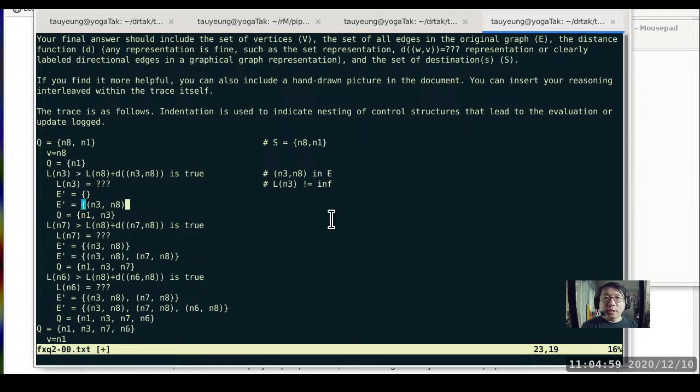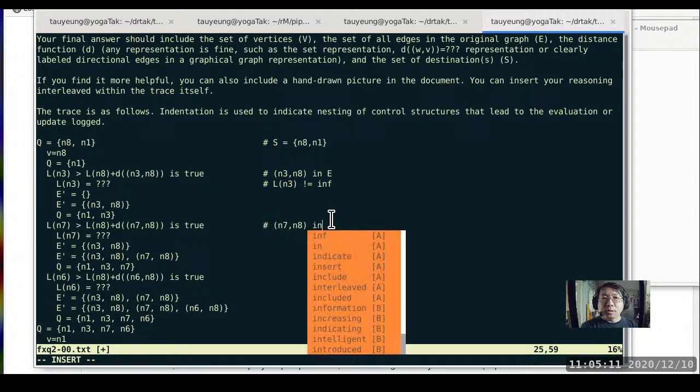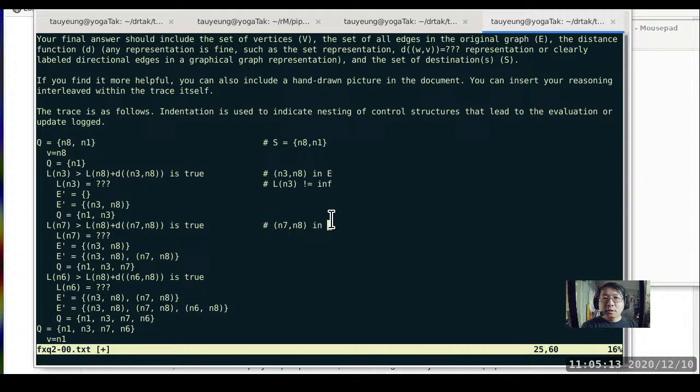This part here doesn't tell us much. This one doesn't tell us much. And in here, because we are now considering another edge, we also know that (N7, N8) is also in E, which is really helpful. And we know that we're updating the L value of N7, but we don't know what we are updating it to at this point. All we can tell is it is not infinity.